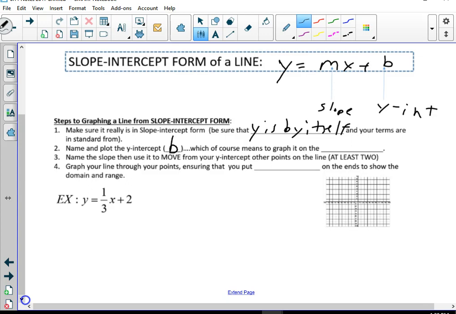Okay. Then, once it is solved, B is for begin. And that is on the y-axis. That's very important. One of the most common mistakes is people starting by plotting on the x-axis, which we'll get to. Graph your line through your points, ensuring that you put arrows on the end, because it is going on forever.